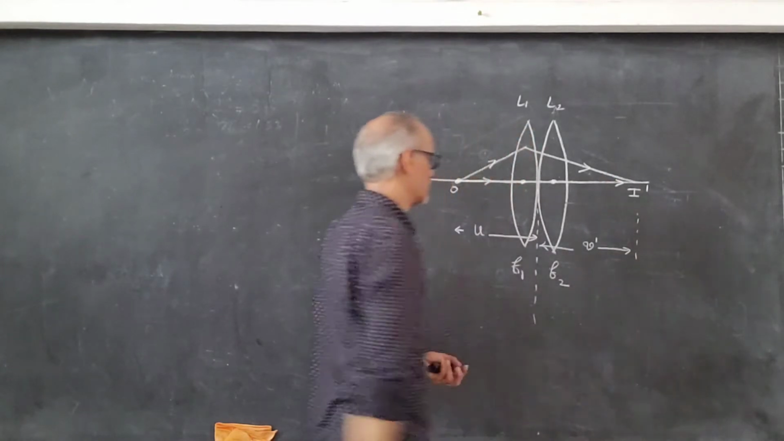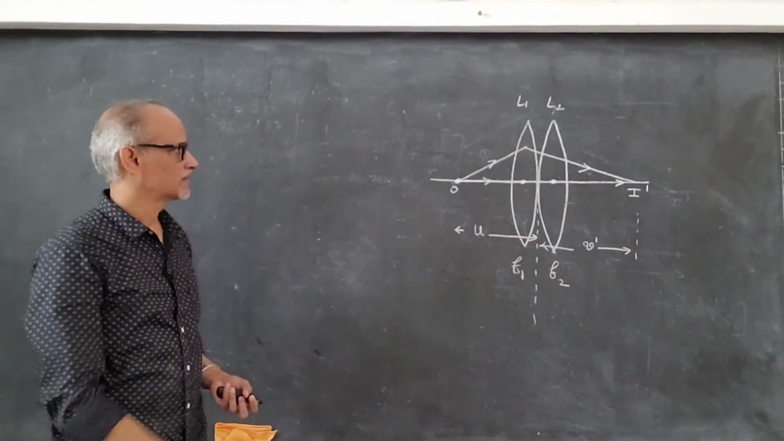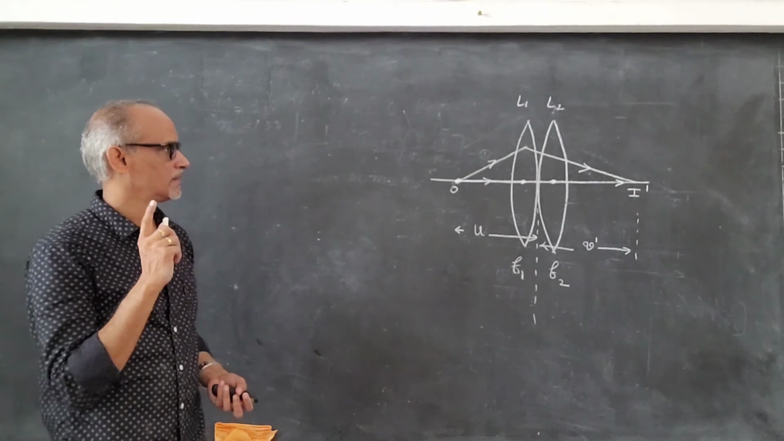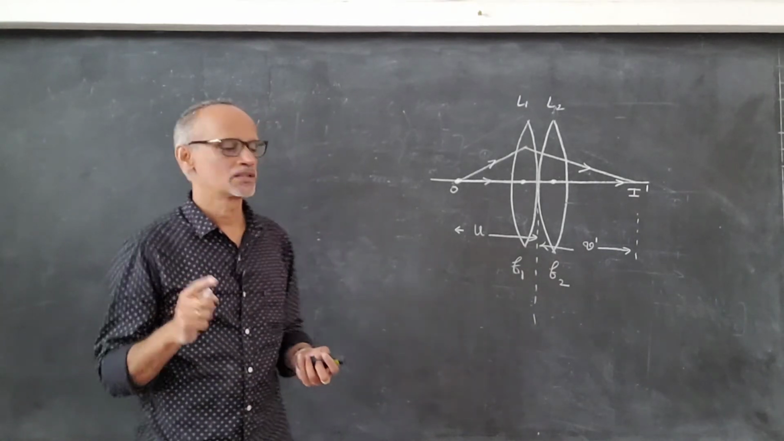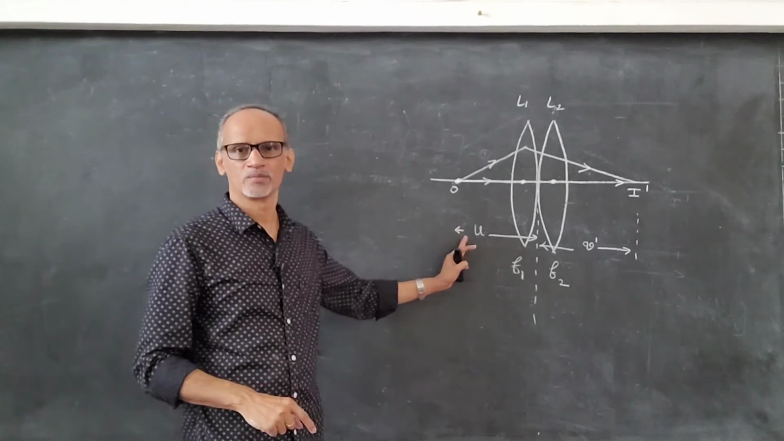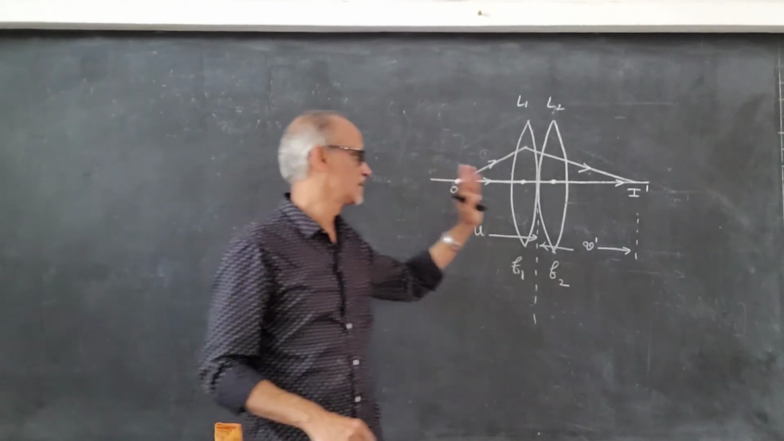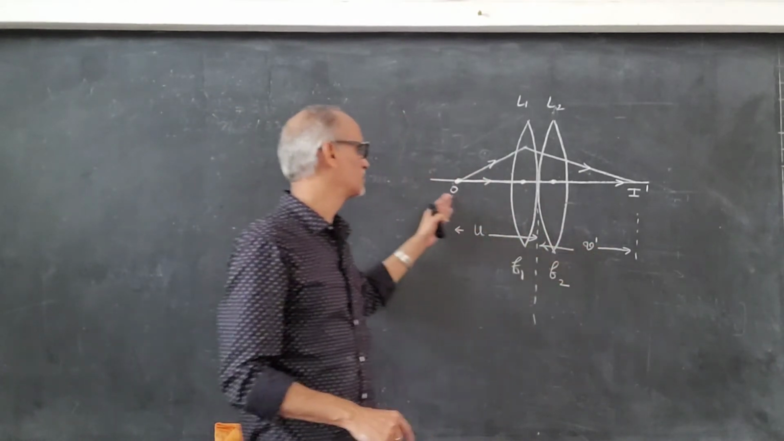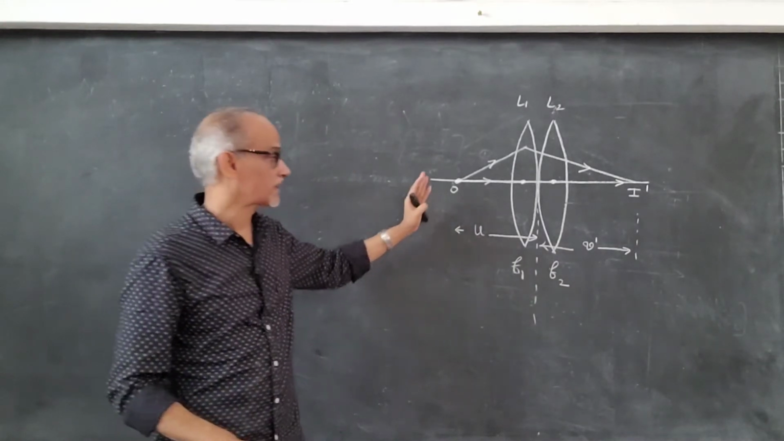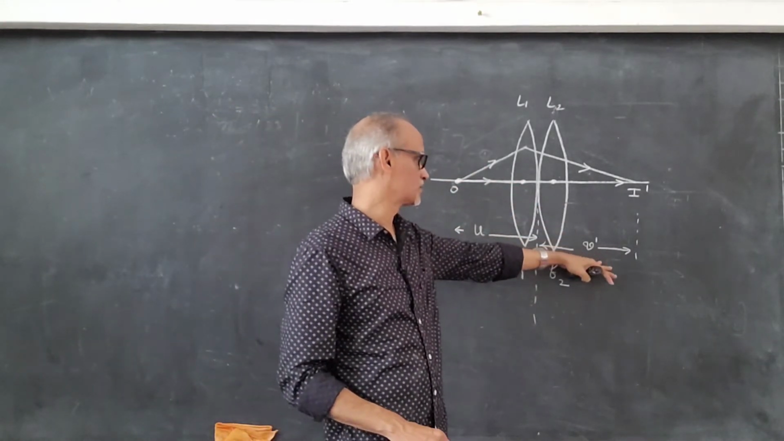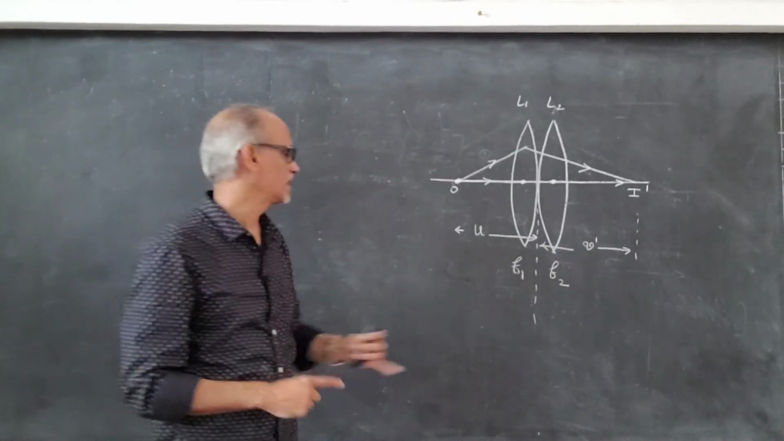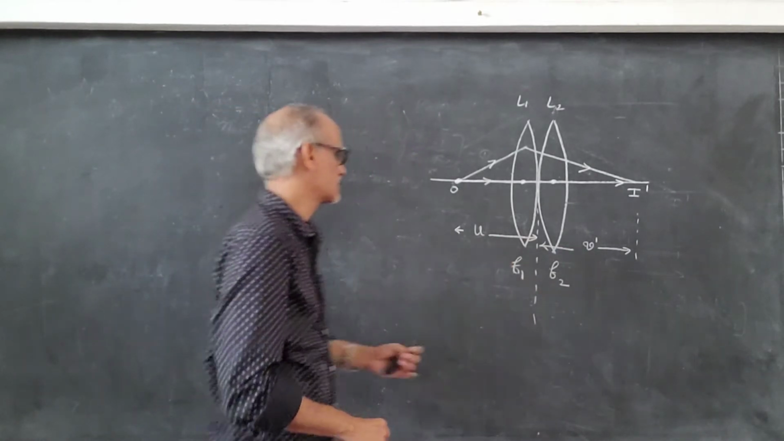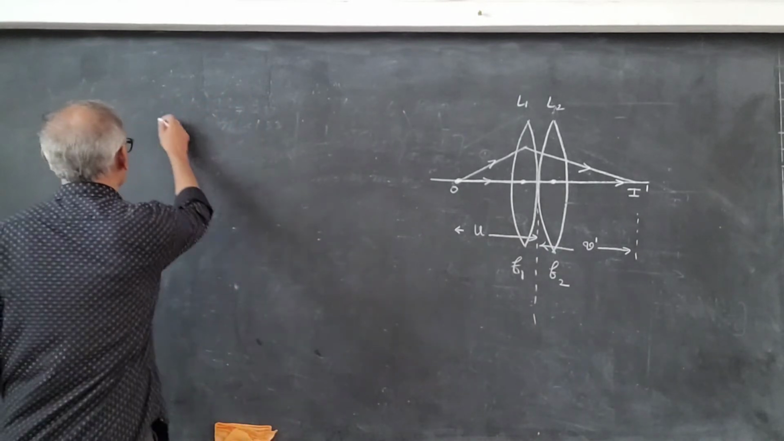v dash. So, refer to this. This is the image formed in the absence of the second lens. So what is the object distance? It is u. What is the image distance? It is v dash. What type of object? A real object. What type of image? A real image. What is the focal length? f1. So which is that equation that relates the focal length, object distance and the image distance? It is the lens formula.